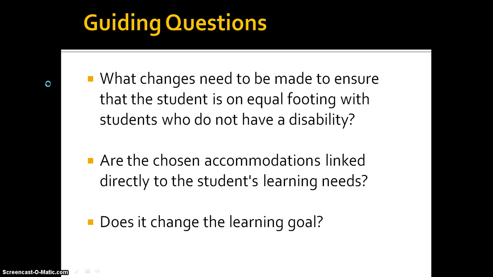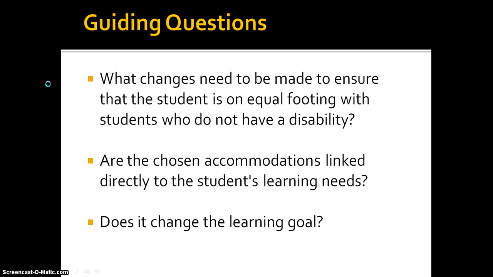There are questions that people need to think about when they select accommodations. But the most important thing about accommodations is that they should be personalized and individualized. That's what IDEA, the IEP, all of those are all about, being individualized. So not all students with reading disabilities need audiobooks, and not all students with a math disability need a calculator. It's important that the accommodations chosen are specific to the disability. That doesn't always happen, though.